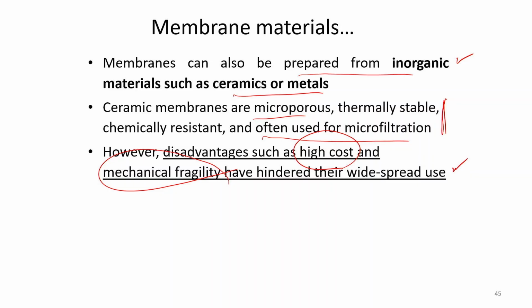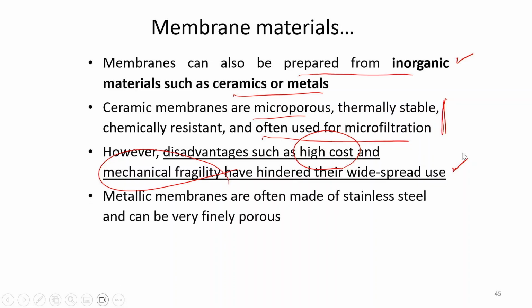Due to their fragility, we cannot change the shape, and we cannot use them widely. So, for very specific applications we can use inorganic materials like ceramics. Okay. And metal membranes are also used. They are made from stainless steel, and we can make very porous membranes.